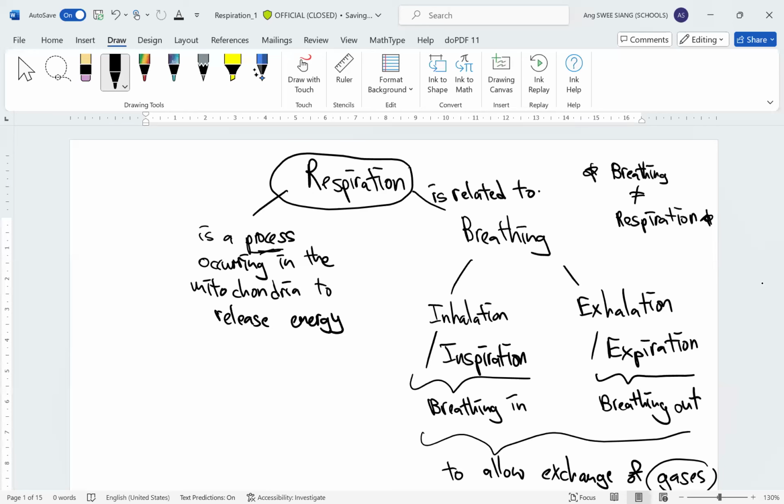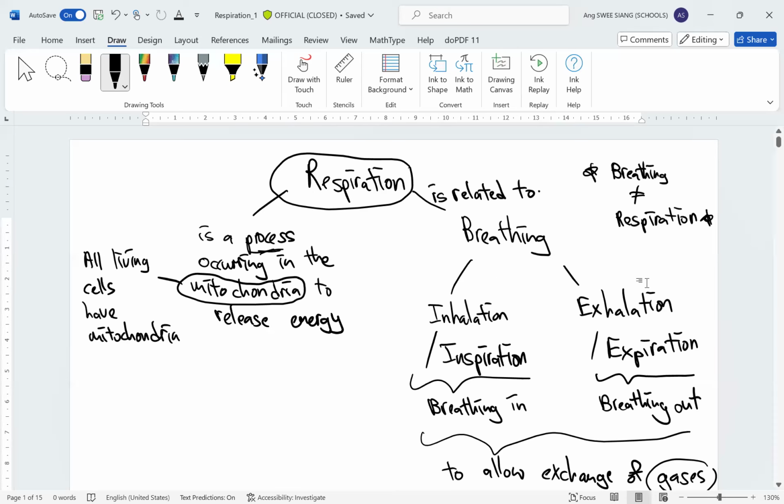And you need to remember, all living cells have mitochondria, because all living cells need energy to stay alive. Now, so a respiration is a process occurring in the mitochondria to release energy. So this is like a start, a preview to the chapter. So today we are going to look at the two types of respiration.